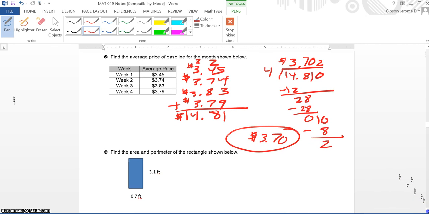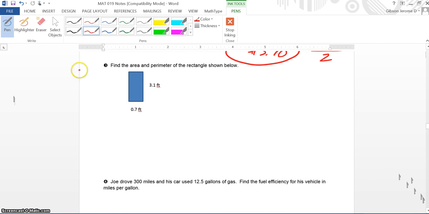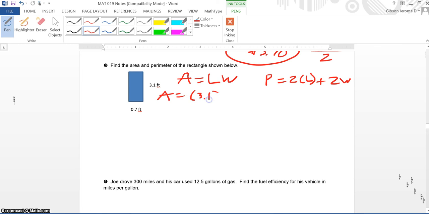Now, we scroll down here to number 3. It says, find the area and perimeter of the rectangle shown below. So the area of a rectangle is the length times the width. The perimeter is equal to 2 times the length plus 2 times the width. You really don't need the parentheses here. Okay, so we'll take the area is equal to the length is 3.1 and the width is 0.7.